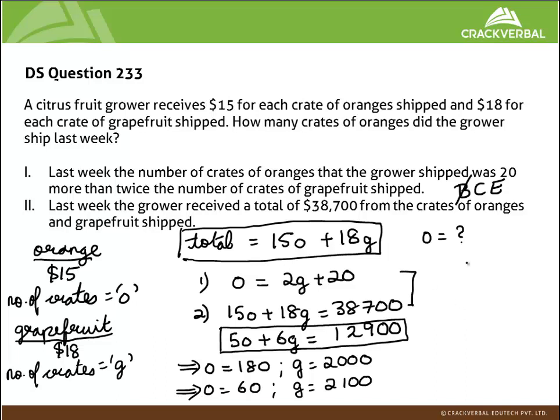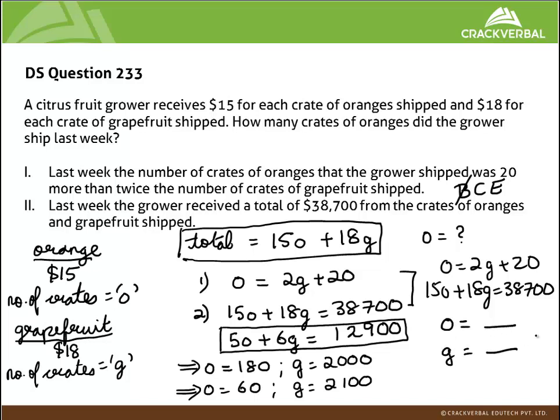Now combining the two statements, we have O is equal to 2G plus 20, and we have 15O plus 18G is equal to 38,700. Now here we have two equations with two variables. We can definitely solve the equations simultaneously to get one definite value for O and one definite value for G. Since it's data sufficiency, I don't need to find the exact value. I just need to see if the statements combined give me one definite answer for O. They do, so the answer here is C.